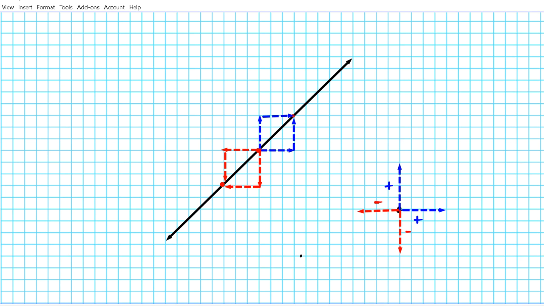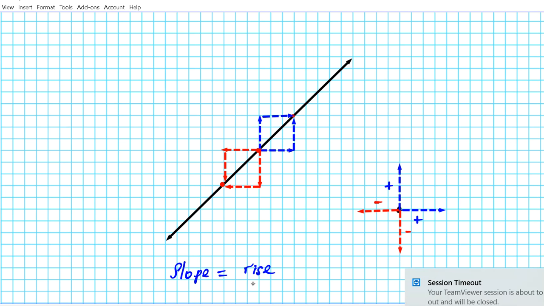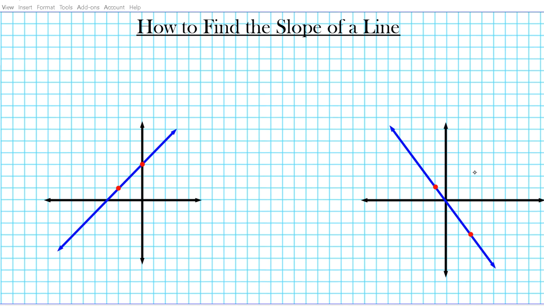So in order to calculate the slope, all we're doing is looking at the ratio between the vertical move, which is your rise, divided by your run. That will tell us exactly what the slope is. All right, let's take a look at some examples.